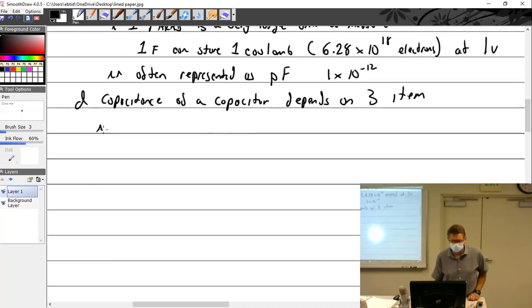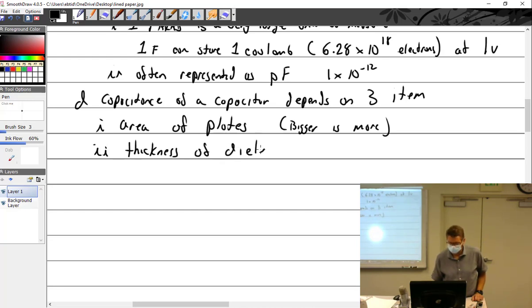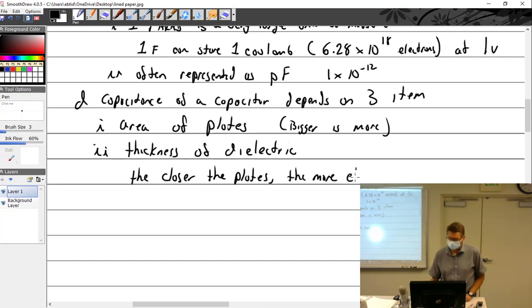Okay, what are these 3 things? 1, area of plates. In other words, how much surface area is there in the plates in the capacitor? Obviously, the bigger the plates, the more electrons you're going to get. So bigger plates is more storage. 2, thickness of the dielectric. Remember, dielectric is just a fancy word for an insulator, because the closer the plates, the more electrons are attracted to the opposite plate.